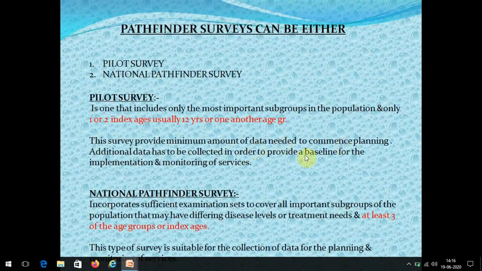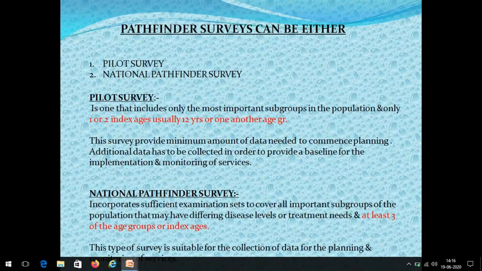needed to commence planning. Additional data has to be collected in order to provide a baseline for the implementation and monitoring services. So just to start a plan, or before planning, we need to do a pilot survey by keeping one or two age groups, and the age 12 should be one among that because it is the global monitoring age of dental caries, and we can start the program.